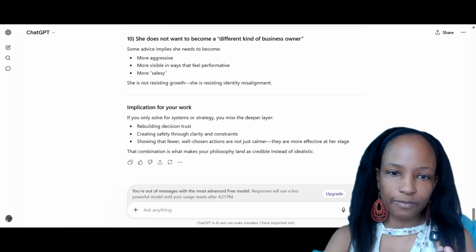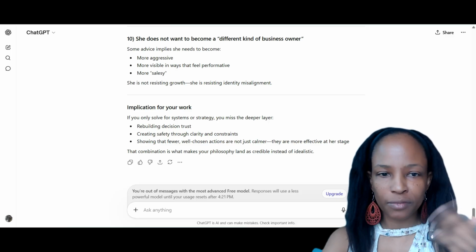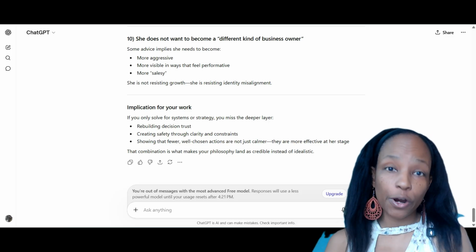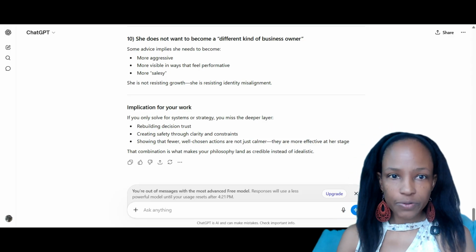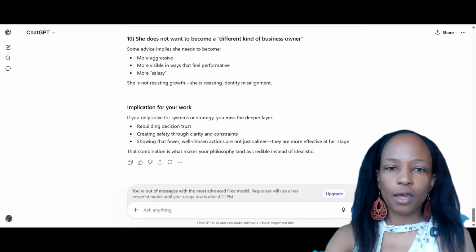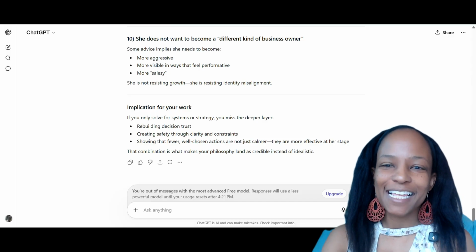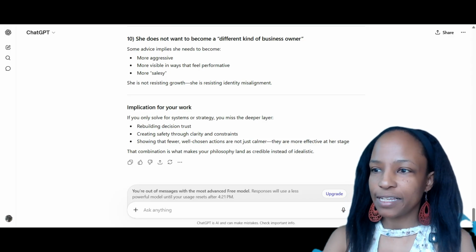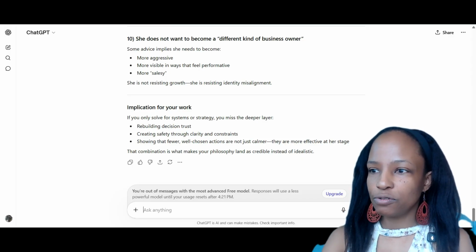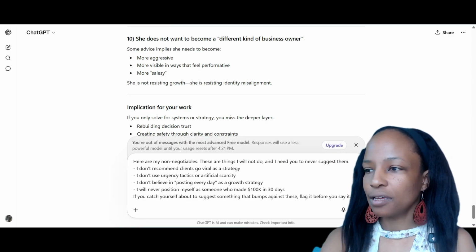Fine. I'm using the free version just because I know a lot of people are using the free versions of the tools that they're using, so that's why I'm using the free version. If you want to know, I do pay for my own models. So some non-negotiables too. So let's see. Responses will use a less powerful model. That's fine. I don't care.